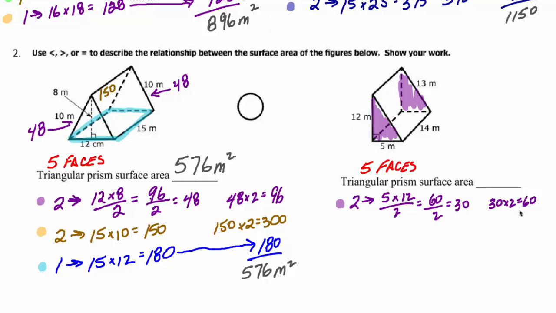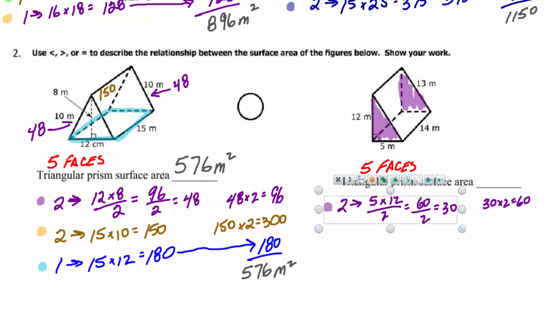I'm afraid I'm right at the edge of my screen. Let me bring that back just a little bit. Let me bring this whole thing over just a little ways. Okay. So put a line down to separate these two. All right, so my triangles total 60.